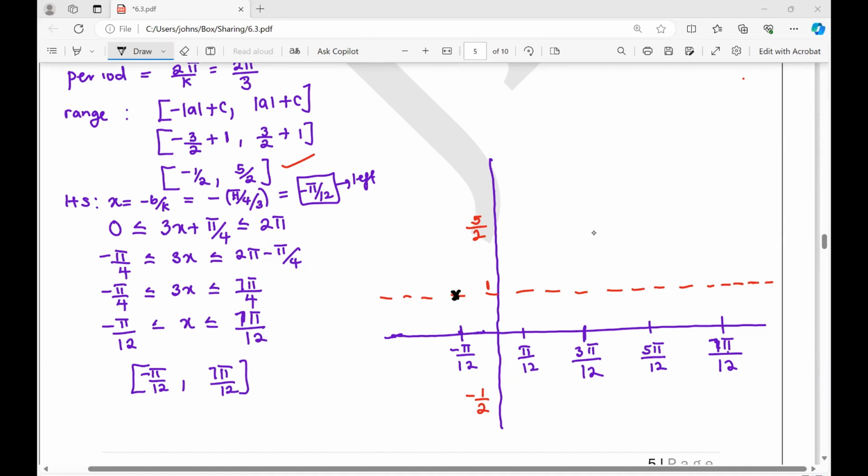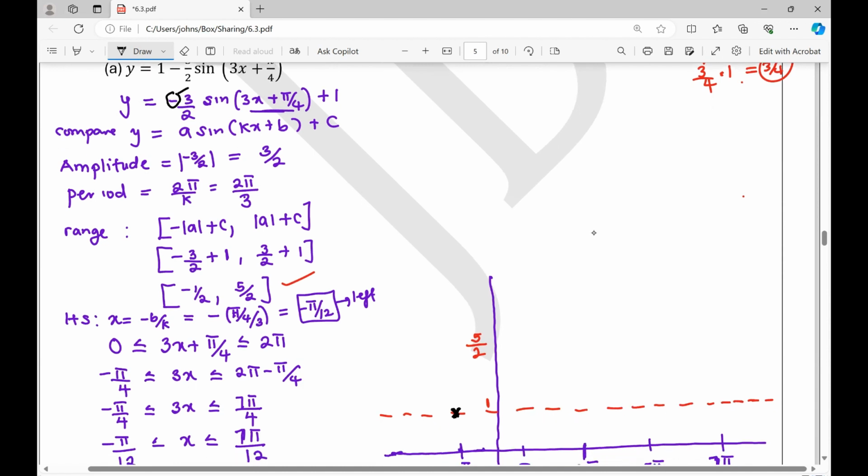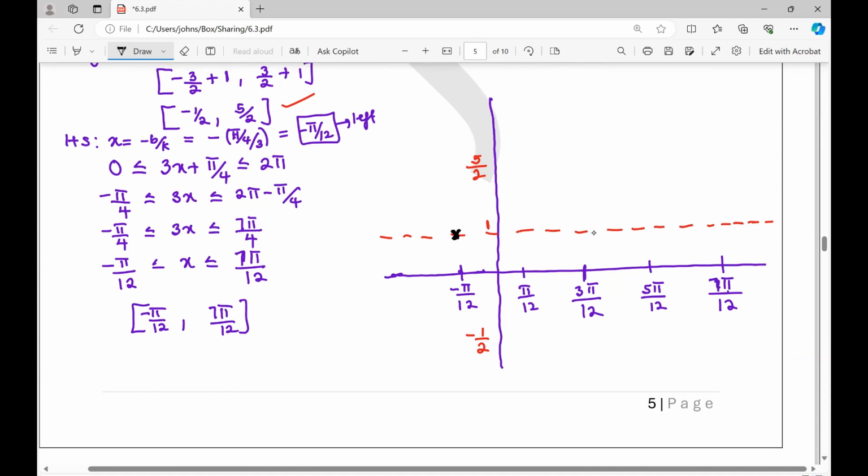Here we move to the next point, which is pi over 12. At pi over 12 now, we are supposed to go to the what? To the highest value, right? But because we have a minus, this minus means you reflect everything across the x-axis. So it means we will not go to the maximum, we will go down to the minimum, which is at minus half.